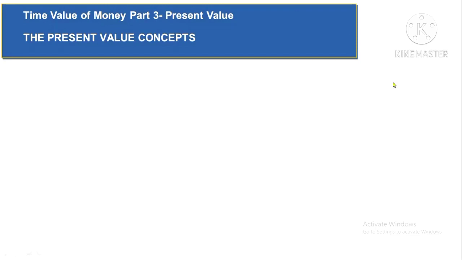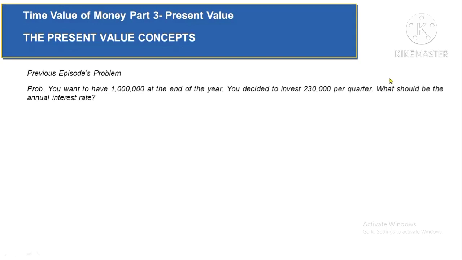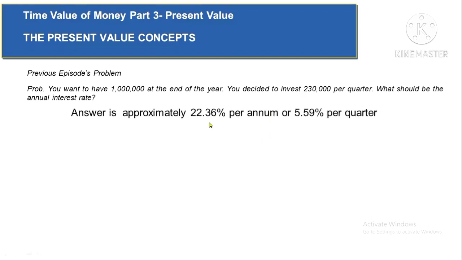So this is the problem. You want to have 1 million at the end of the year, so you decided to invest 230,000 per quarter. What should be the annual interest rate or annual growth rate? And the answer is 22.36% per annum or 5.59% per quarter. I have the proof here, but I'm going to trust you with the solution. So you're in charge of the solution.